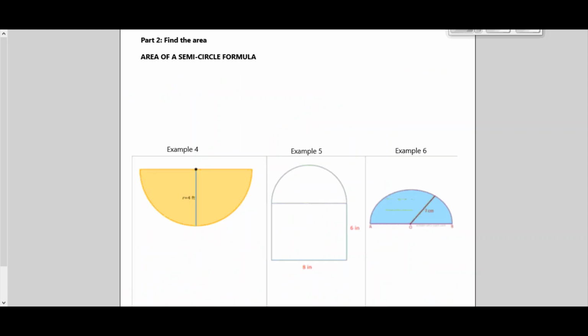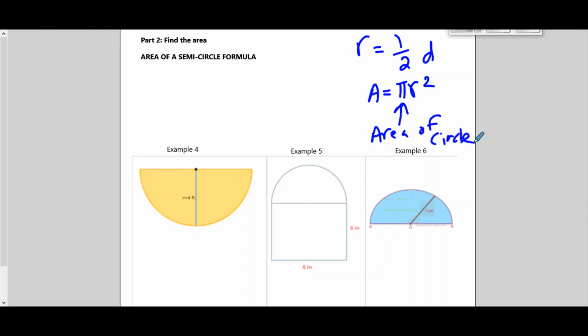So let's look at this first part. They want the area of a half circle. Before we do that, I'm just going to write the radius formula that we said is 1/2 the diameter, and the area of a circle we said is pi r squared. So this is area of a circle.